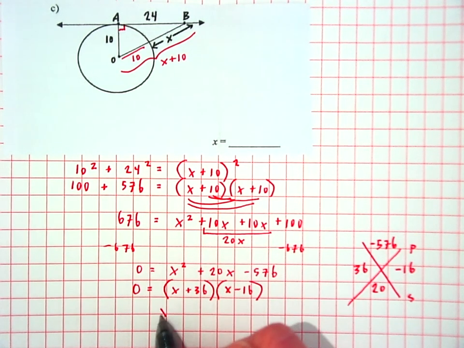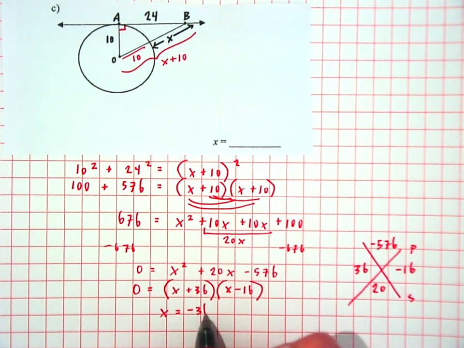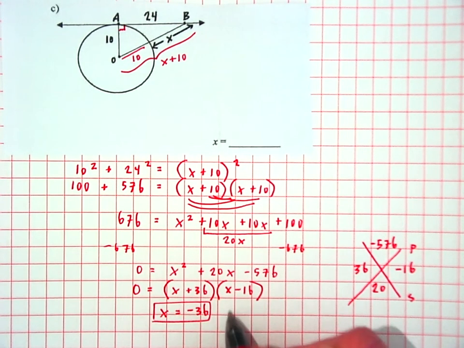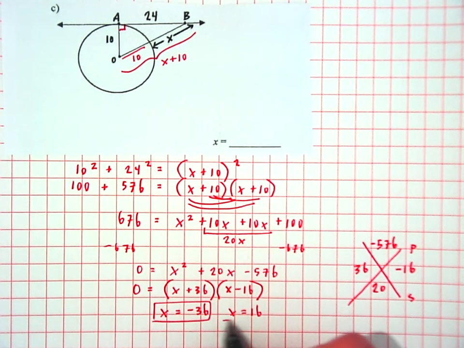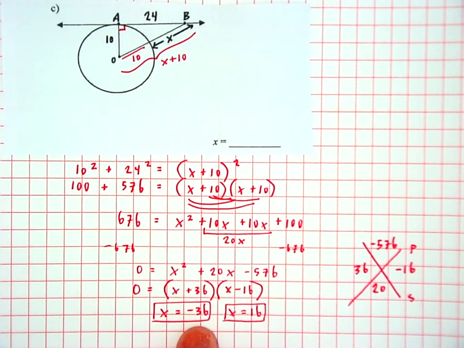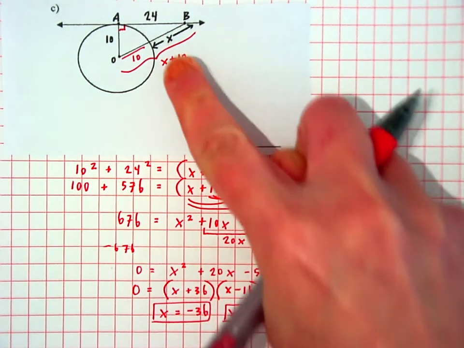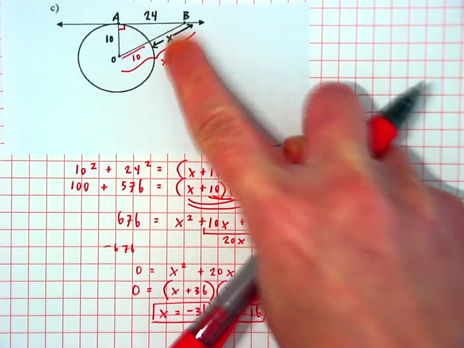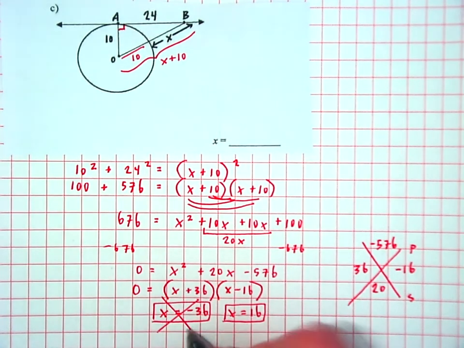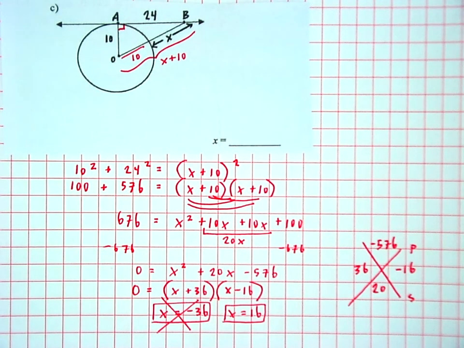So then my two solutions would be a negative 36 and a positive 16. I gotta throw out the negative 36 as an option because I can't have a negative length. So the only solution that will work is x equals 16.